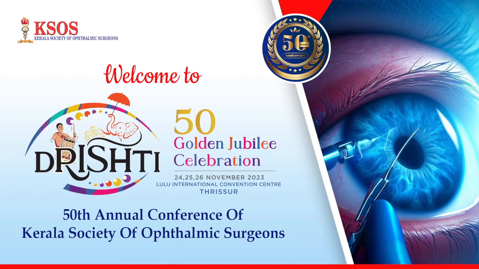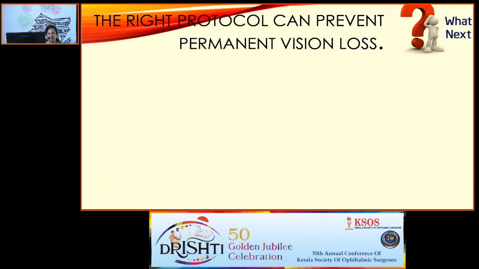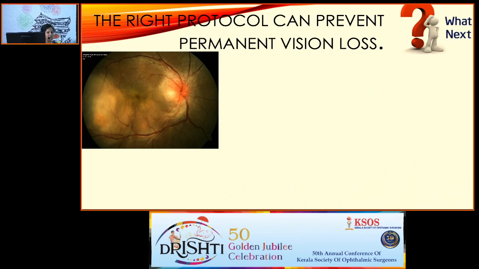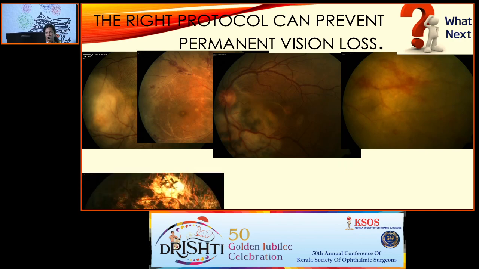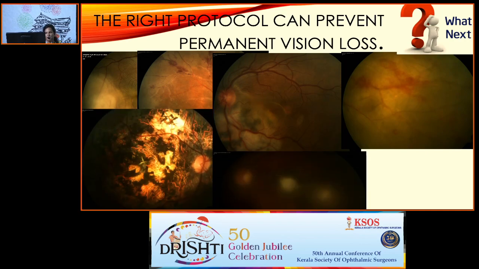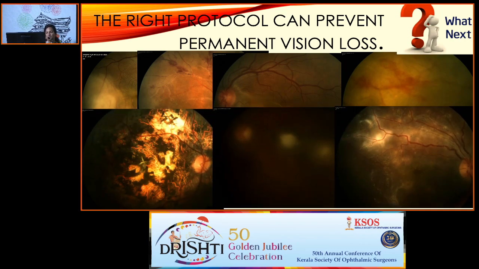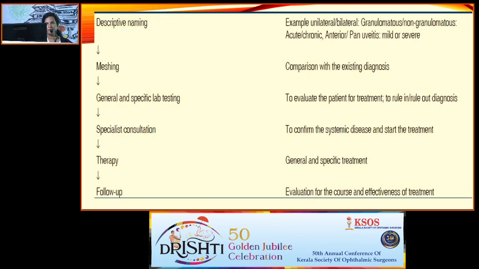Thank you, Rahul. I'll show you the algorithm for a case of posterior uveitis. Here are some examples of posterior uveitis. All look very much similar, but they have different etiologies. Some are infectious, some are non-infectious. Here comes the role of the correct protocol so that we can prevent permanent vision loss. And this is the protocol for the management of posterior uveitis.